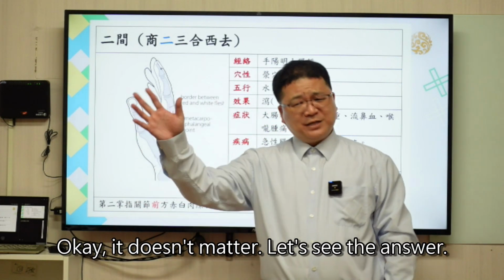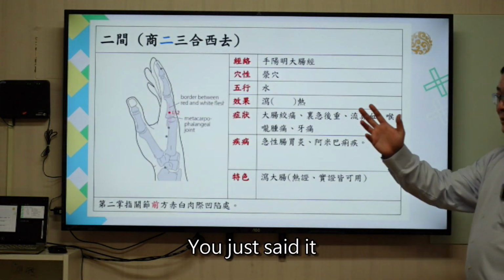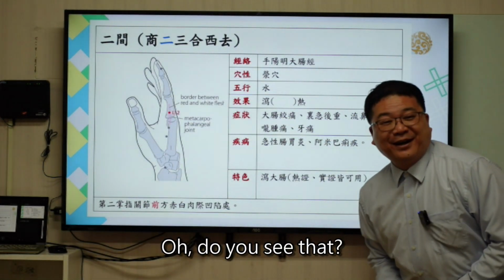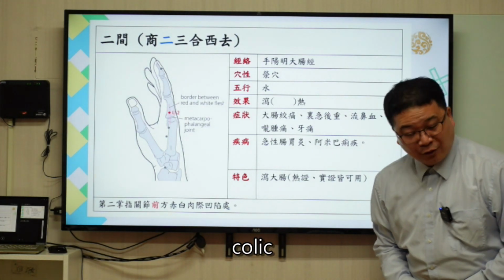White and sticky. Okay, it doesn't matter. Well, look, let's see the answer. You just said it. What you just said. There's large intestinal colic. Agitated, right? Stirring. Do you see that? Colic.